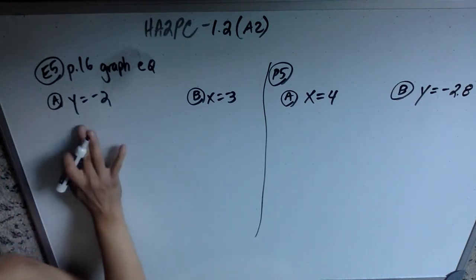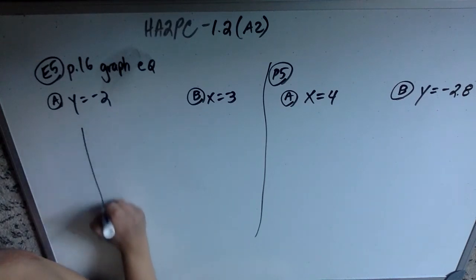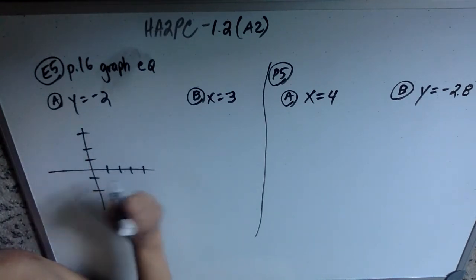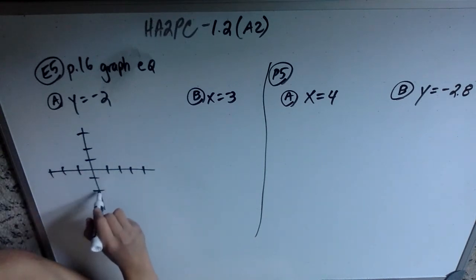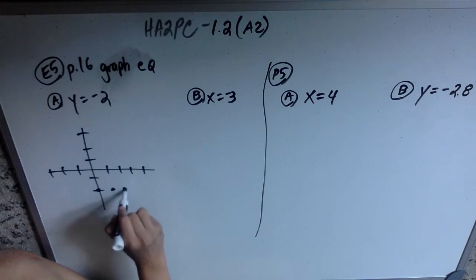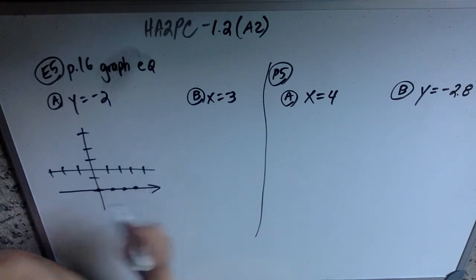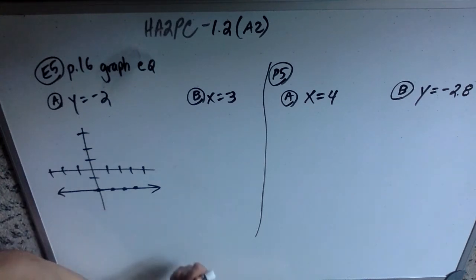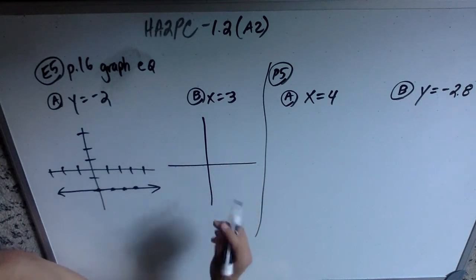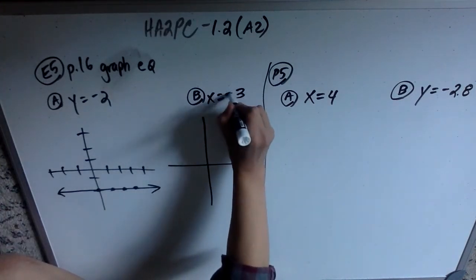So y equals negative 2 is a horizontal line where y is literally always negative 2. If they say y equals negative 2, it means that right here, y is negative 2. At x is 1, y is negative 2. At x is 2, y is negative 2. At x is 3, y is negative 2. And forever and always, so if it helps, you can make a string of those dots. Here, we have the equation where x is always a negative 3. I just did a terrible job of copying it. So x is always a negative 3.